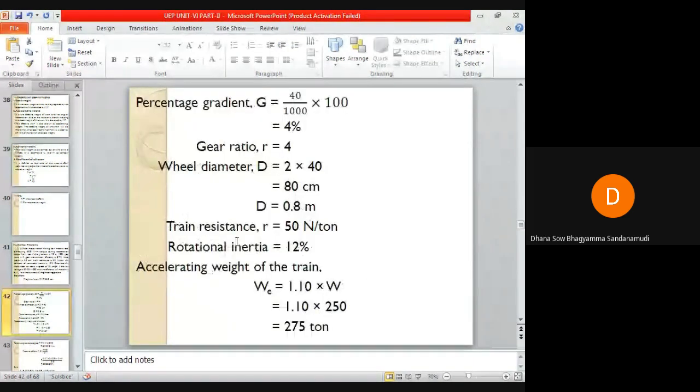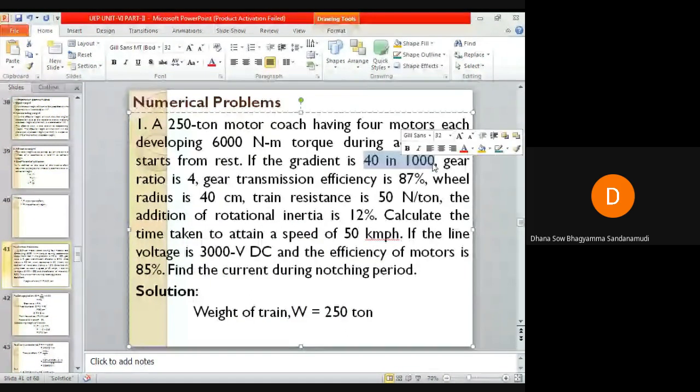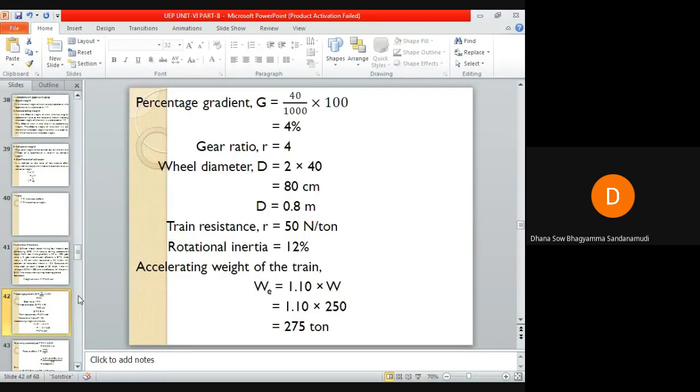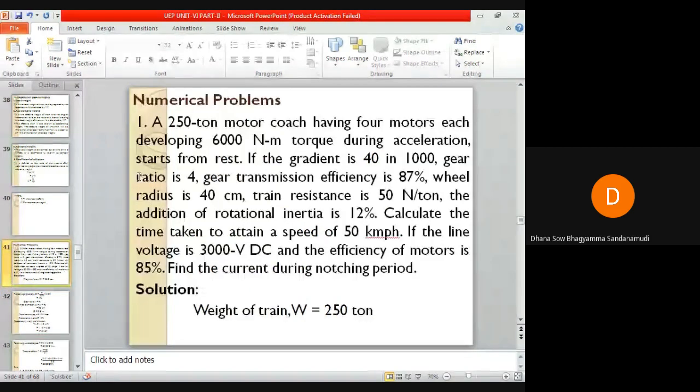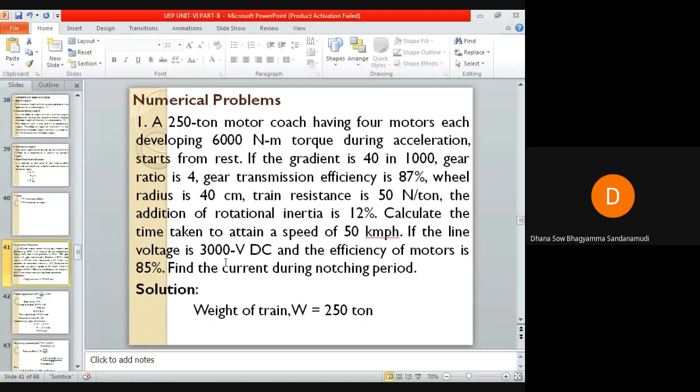Gradient G is given, that is 40 in 1000. So what will be the percentage gradient? 40 by 1000 into 100 is our percentage gradient. Gear ratio is given, that is 4. So write down gear ratio, R equal to 4, and wheel size is given, that is 40 centimeter.